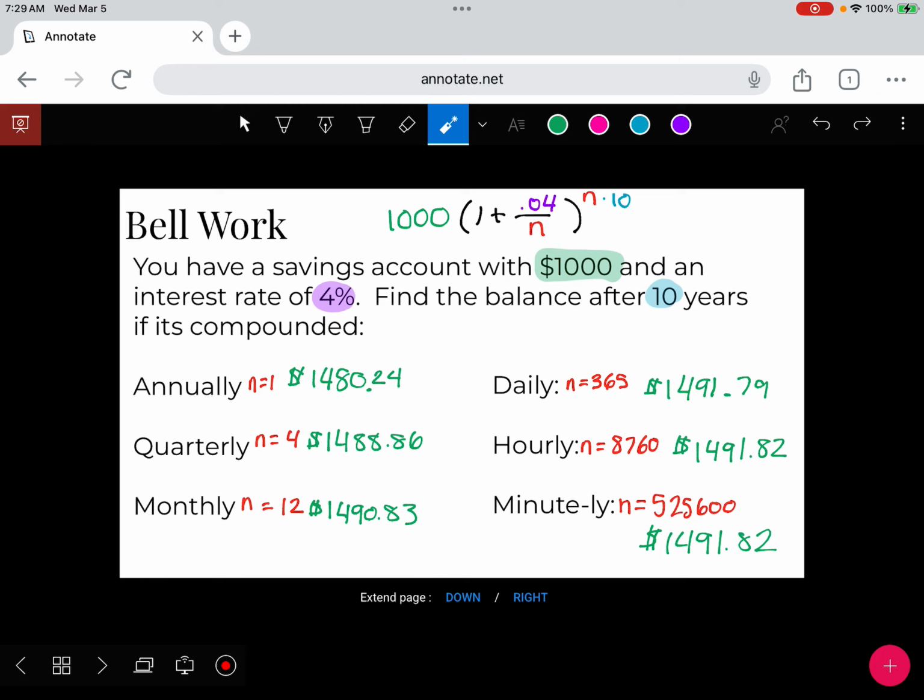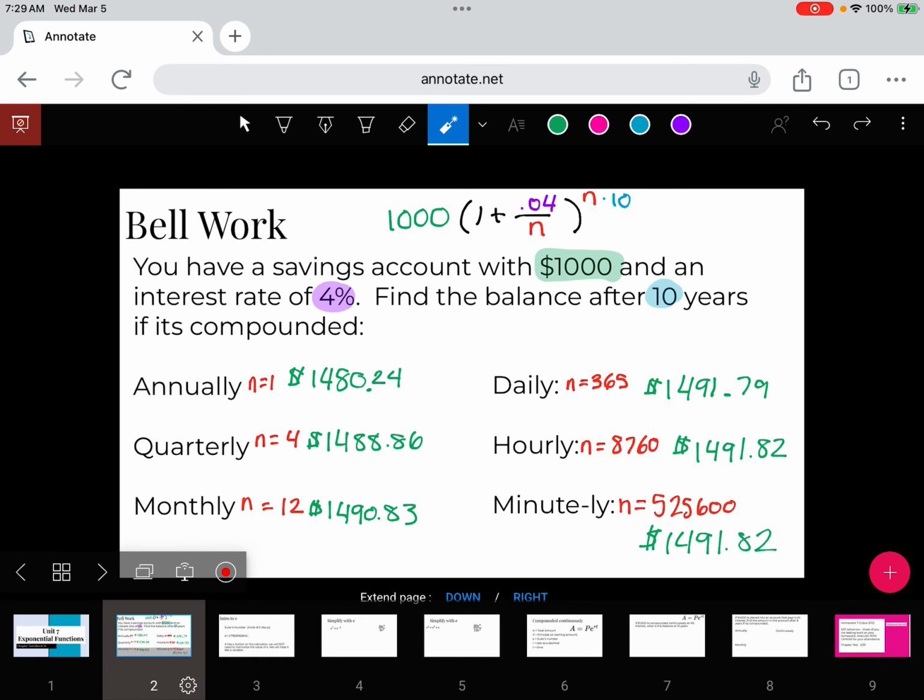Questions on our bell work stuff. So this is what we did yesterday. If we notice, this is approaching a maximum amount that we're going to get interest-wise. That is about as close as we can get. There's not going to be much more that we get, even if I was to go up to secondly, millisecondly, things like that. So somebody took all those calculations, did this a bunch of times, and figured out where it was going to be and what that number was going to be.